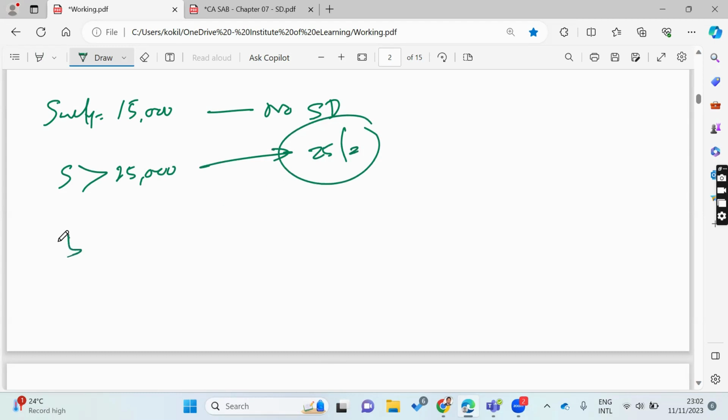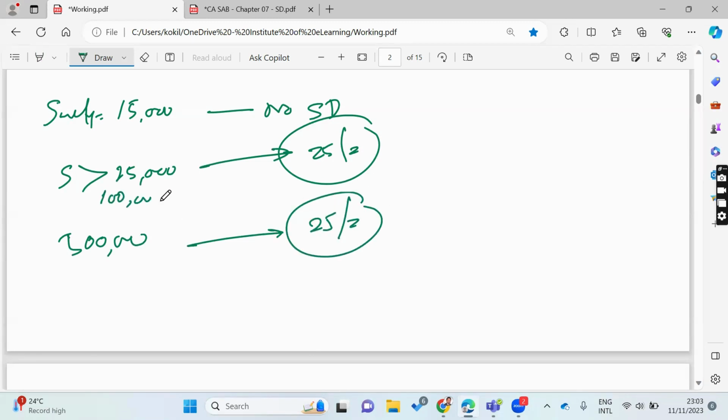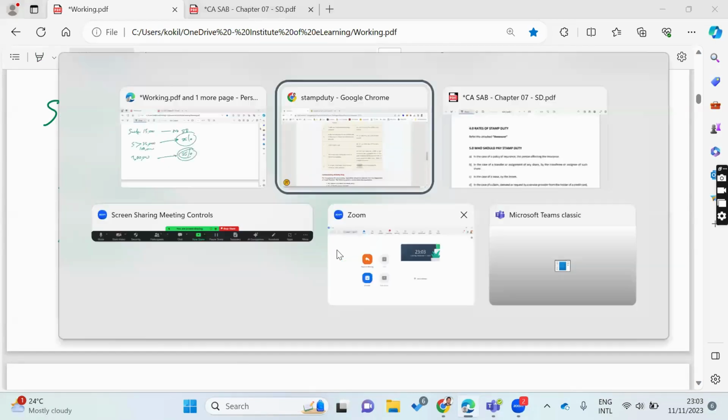Or if you are getting a salary of, let's say, 500,000, what is the stamp duty? 25. Even if it is five lakhs or a million, only 25, right? Only 25. Hope it's clear, right?